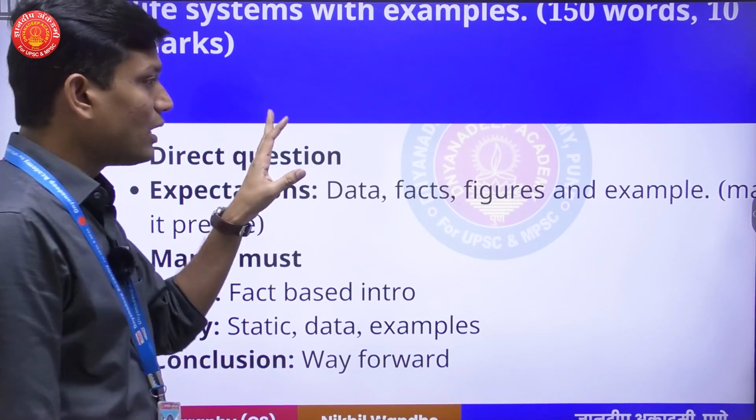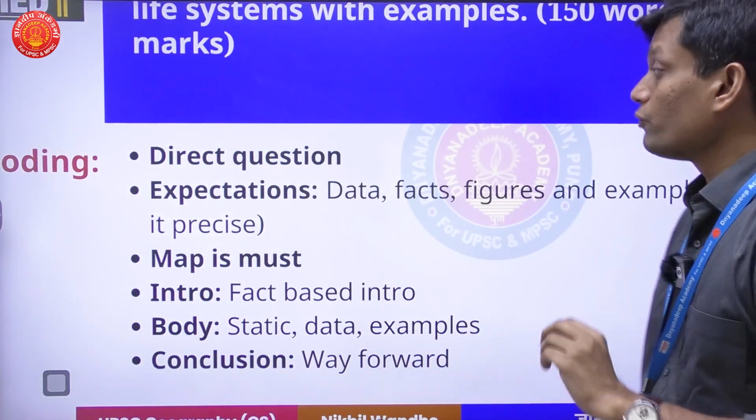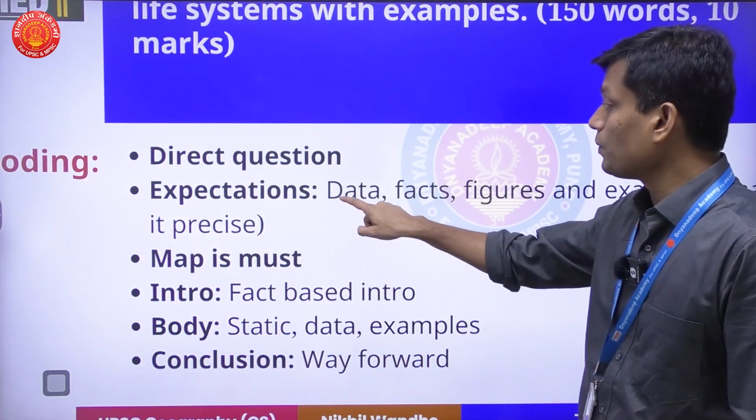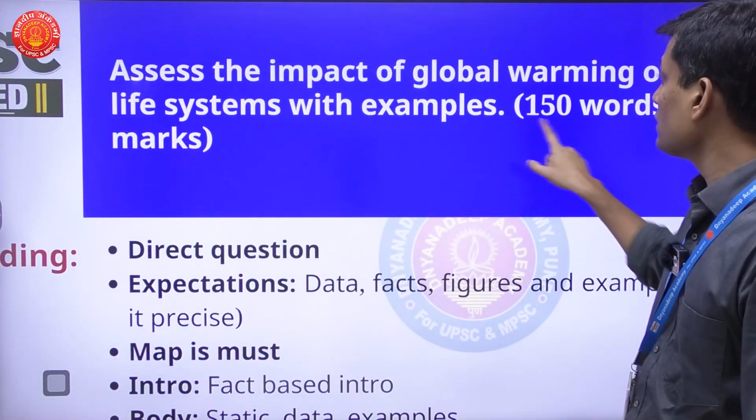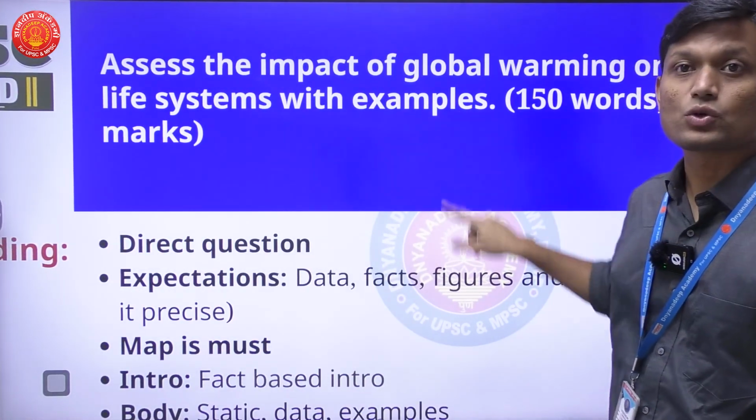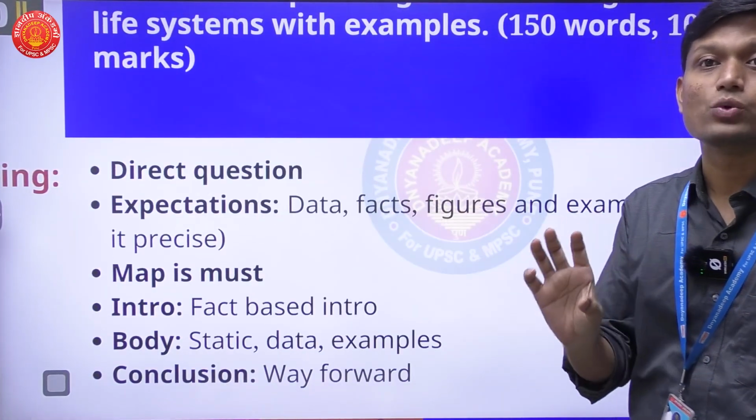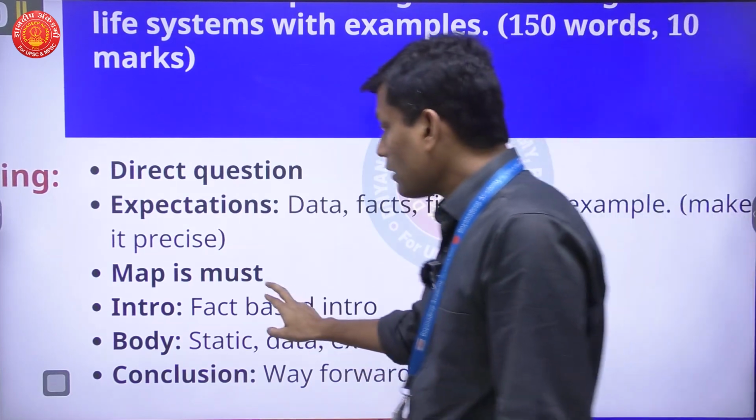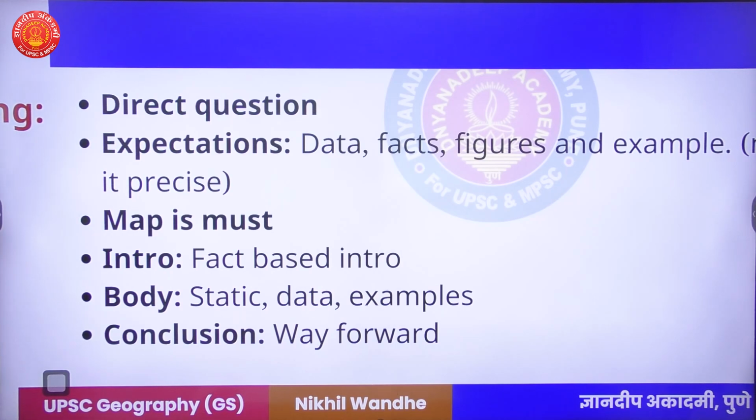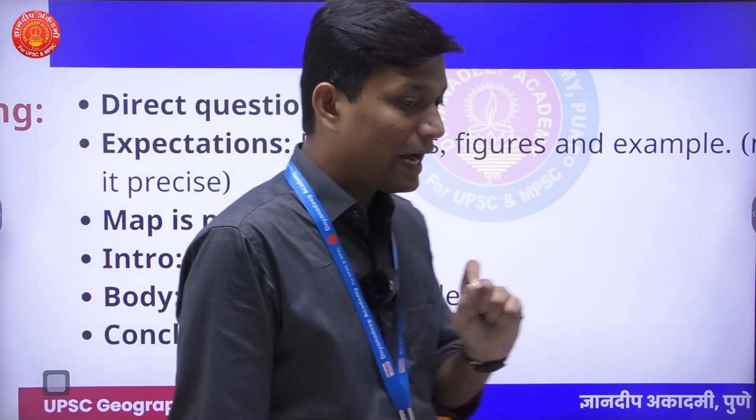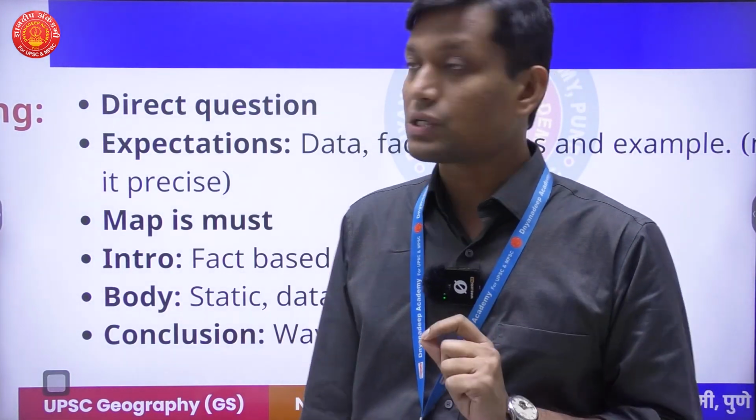Since this is a very contemporary issue, which is often reflected in current affairs, one expectation is that you should be providing data. You should be providing relevant facts and examples. Directly there has been a mention of examples, right? So you should be coming up with examples, illustrating or substantiating whatever point you are making. One more thing which most of you are going to miss in this particular question will be maps, right? Draw a neat and labeled map and show wherever we have losses when it comes to coral life systems.